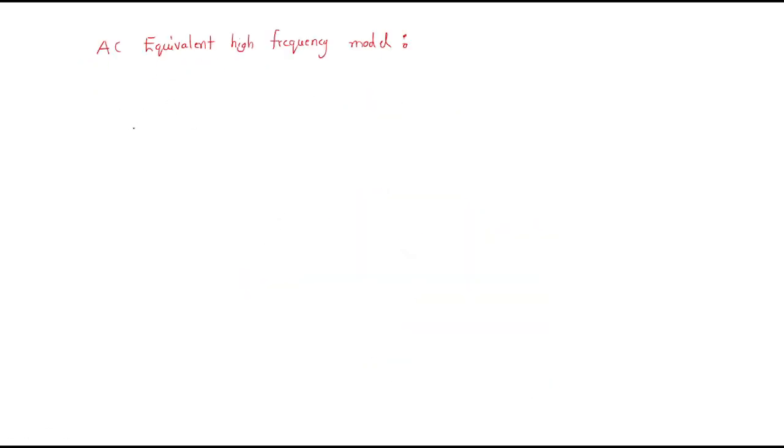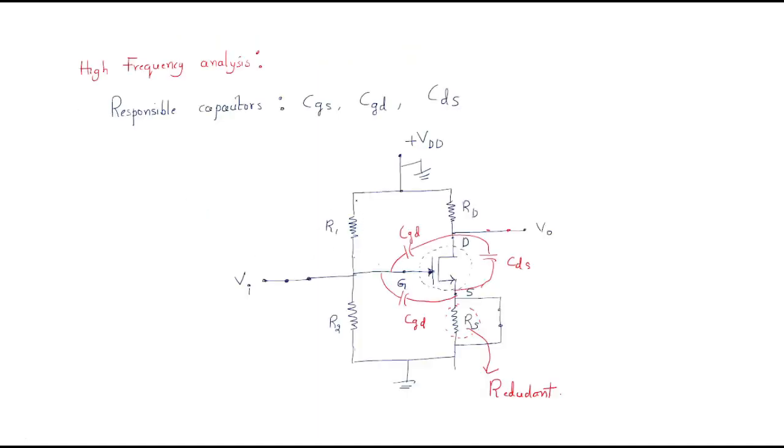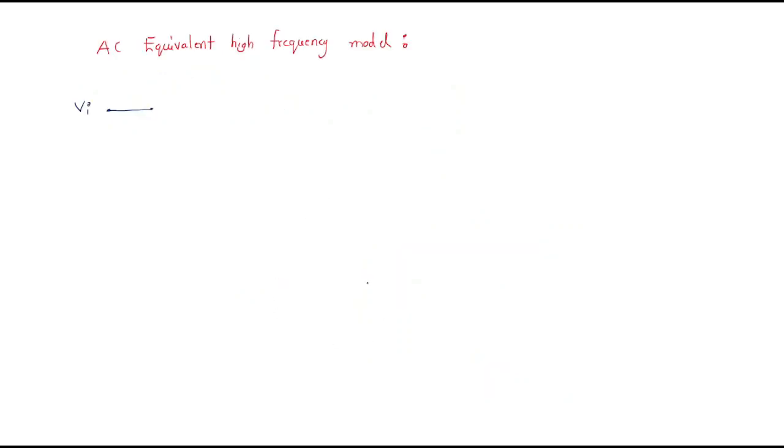Just take it as the input source, that is VI. Just observe here we have 2 resistances, R1 connected to ground and R2 connected to ground. This is a parallel combination. I will assume this parallel combination is RG. So RG is nothing but R1 parallel R2. I will consider this the gate resistance.